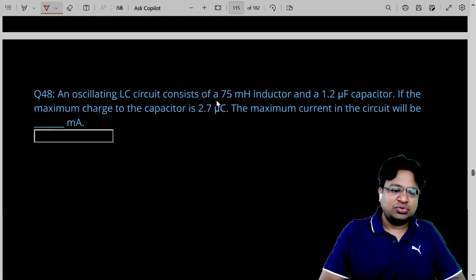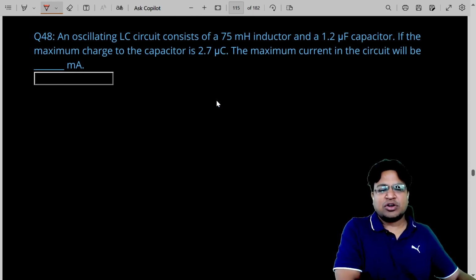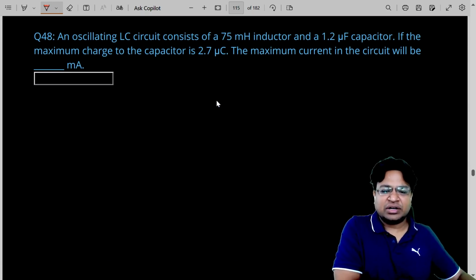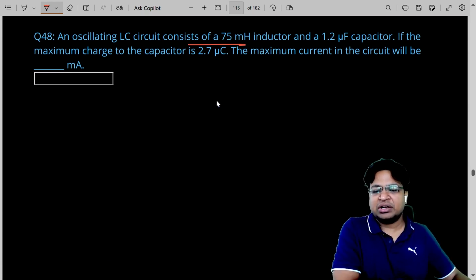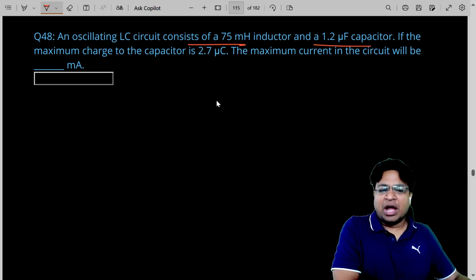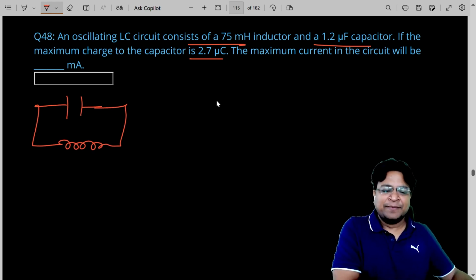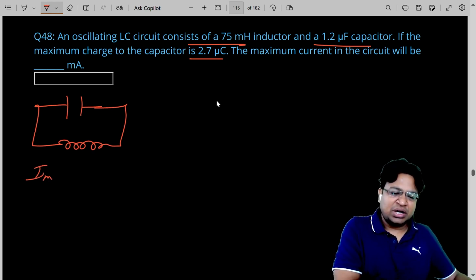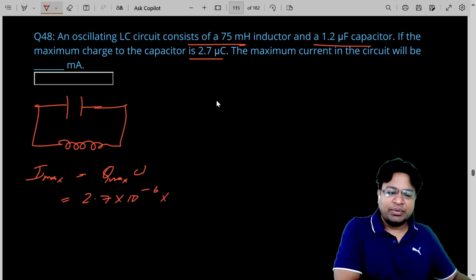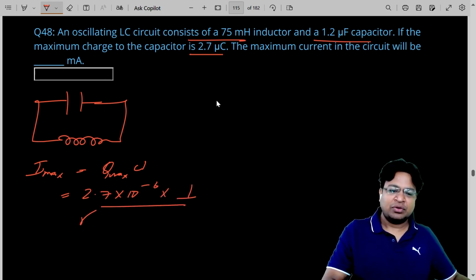Okay, next we come to question number 48. It says an oscillating LC circuit consists of a 7 millihenry inductor and a 1.2 microfarad capacitor. If the maximum charge on the capacitor is this much, now guys, if we have an LC circuit, then the maximum current of this circuit is given by the maximum charge into omega. That's what we are going to use. So maximum charge is given to us as 2.7 into 10 raised to the minus 6 coulombs. Omega would be 1 upon root LC.